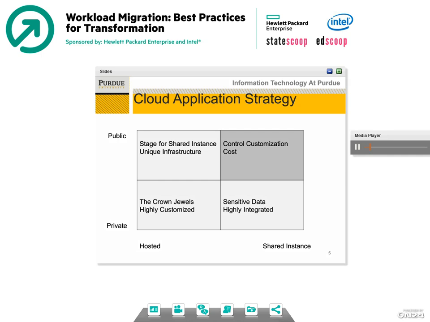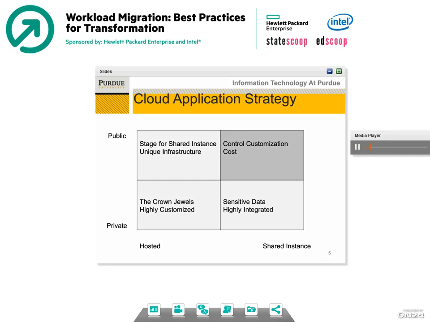So in the bottom left, you see this private hosted. They're sort of single instance applications behind our firewall, and they would tend to be things that have a lot of competitive advantage for us. They're sort of, as I say here, the crown jewels. They're the pieces that really make the difference.